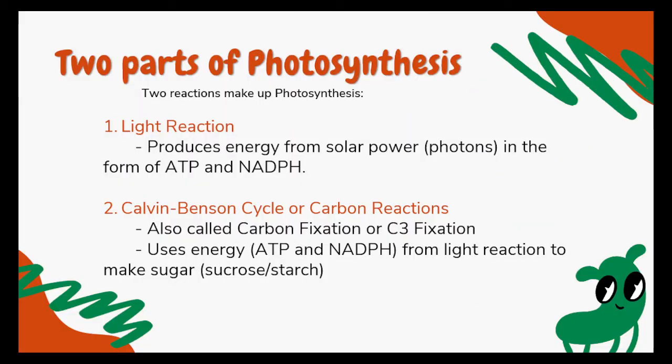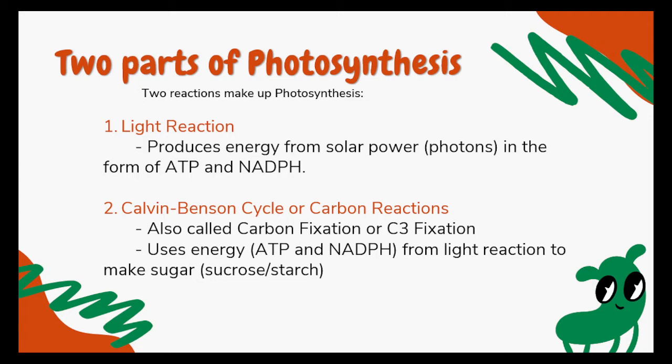Okay, in photosynthesis, there are two major reactions. The first one is light reaction, where there is a production of energy, or a conversion of energy from the solar power in the form of photons, which occurs in the form of ATP or adenosine triphosphate and NADPH or nicotinamide adenine dinucleotide phosphate. The second reaction is called the Calvin-Benson cycle or carbon reactions.